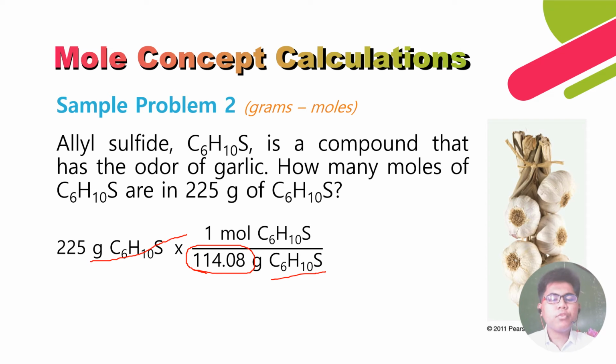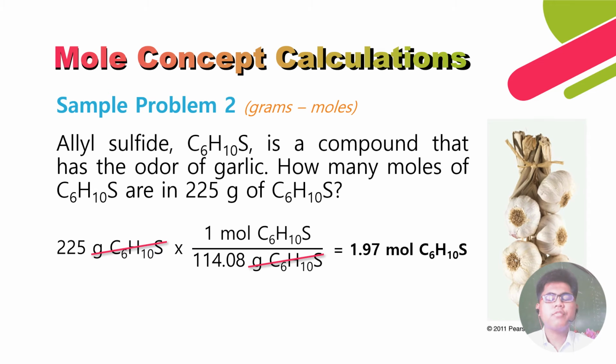Now, after properly canceling this unit, perform the indicated operation. In this case, we have 225 multiplied to 1 and divide it by 114.08. So, what's gonna be the answer? Yes, very good. We have 1.97 mole of C6H10S.